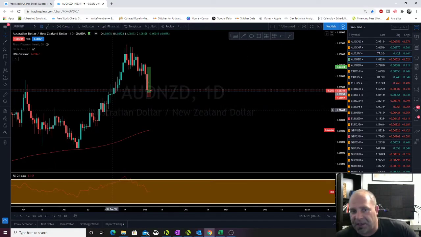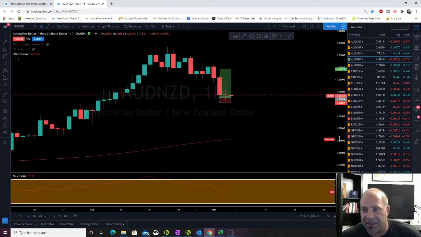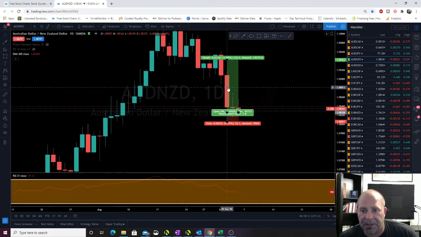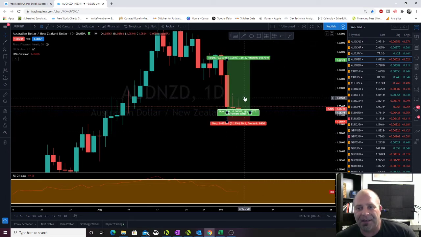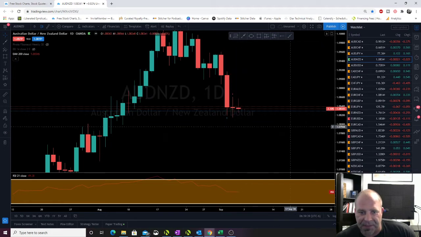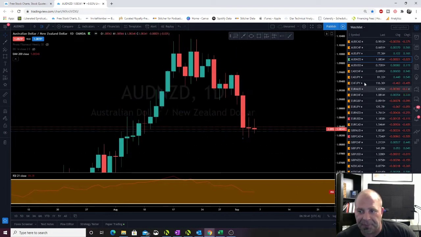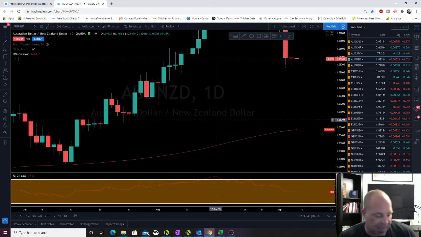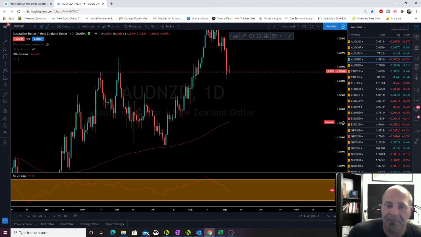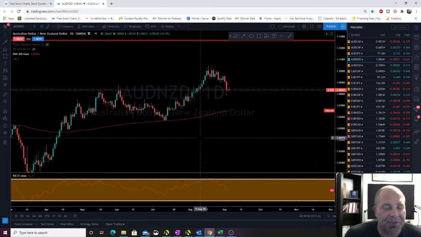All right, Australian dollar, New Zealand dollar. So this is a trade we took in our Journeyman signal service. It got into a decent profit, but we never really got there. It actually stopped us out after we got into profit. We moved our stop loss up, and we walked away with minimal returns.